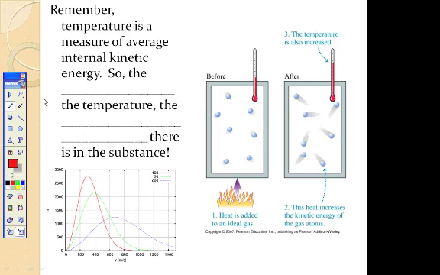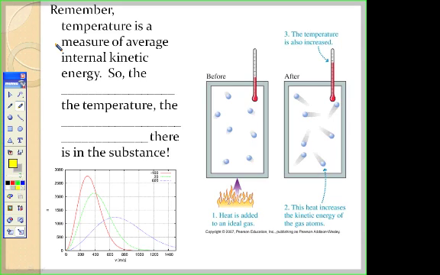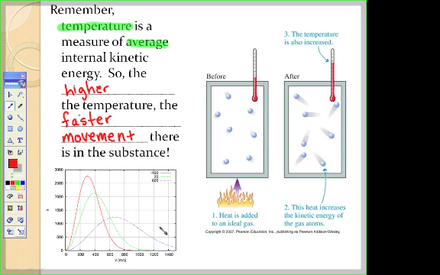Now, again, remember what I said is that temperature, and we'll talk about the units we have to use in just a little while. Temperature is the measure of not exact, but average kinetic energy. So what we find is that the higher the temperature, the faster the movement of the molecules. So high temperature reflects faster movement.